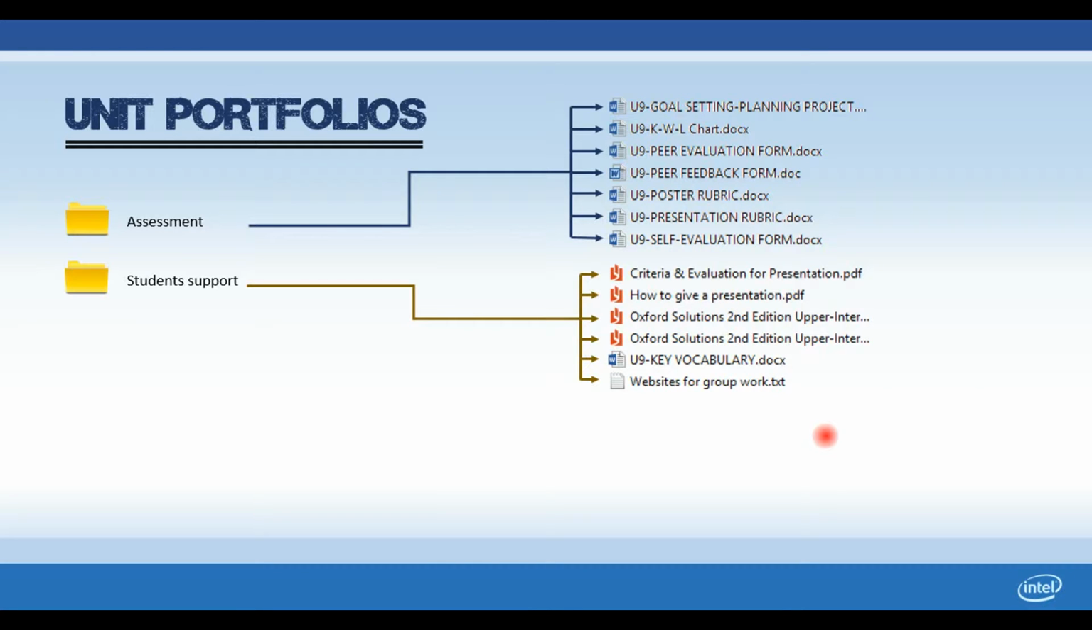In student support, I provide them with 6 materials to help them improve their skills and absorb as much as they can: criteria and evaluation for presentation file, how to give a presentation, solutions student book and student workbook, some key vocabularies, and a website for group work.